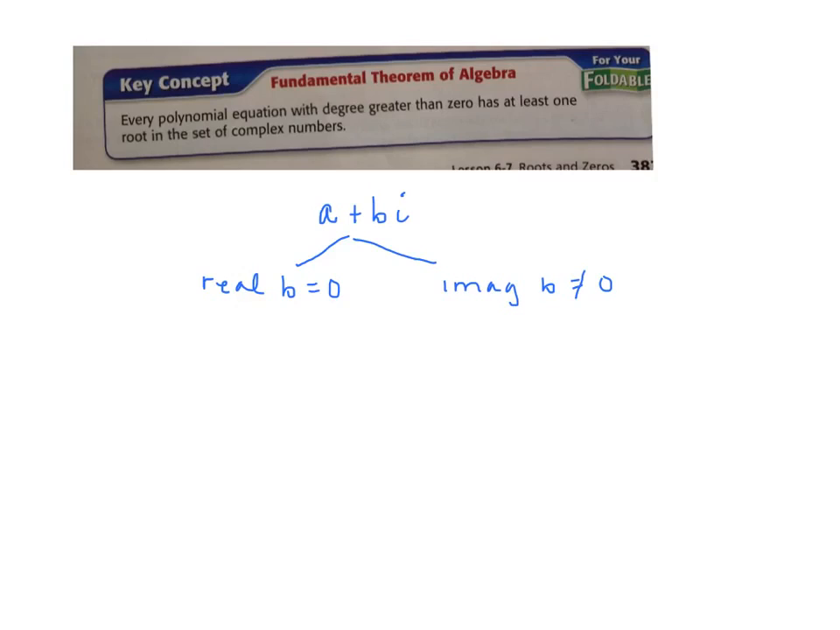So what is this fundamental theorem of algebra saying? It says if you have degree greater than 0, so here's a degree greater than 0, y equals x to the 1, it has at least one root, or you could substitute that word with solution, in the set of complex numbers. In other words, it either has a real or an imaginary root. The only thing I have to say about the fundamental theorem of algebra is duh. Let's move along.